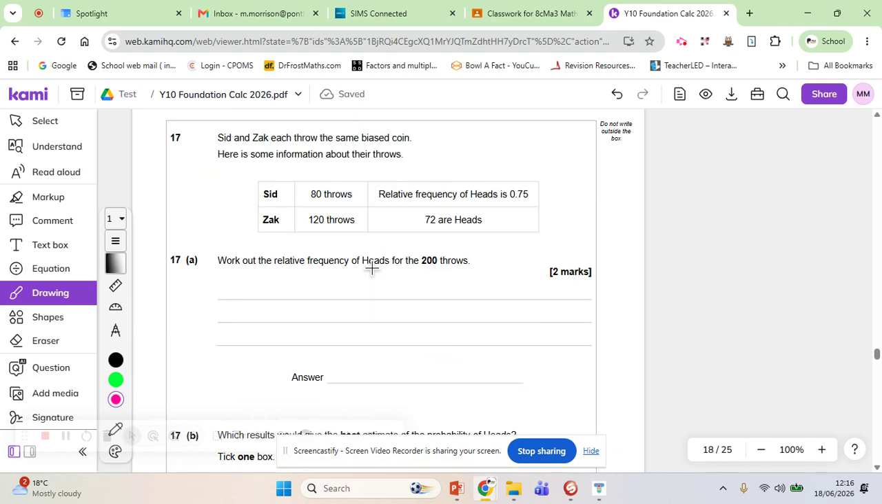Okay, question 17. Sid and Zach each throw the same biased coin. Okay, so that means it's not 50-50 of landing on heads. Here is some information about the throws. So Sid did 80 throws and the relative frequency, so relative frequency is kind of probability, but it's when you're carrying out an experiment, so it's called relative frequency, is 0.75.